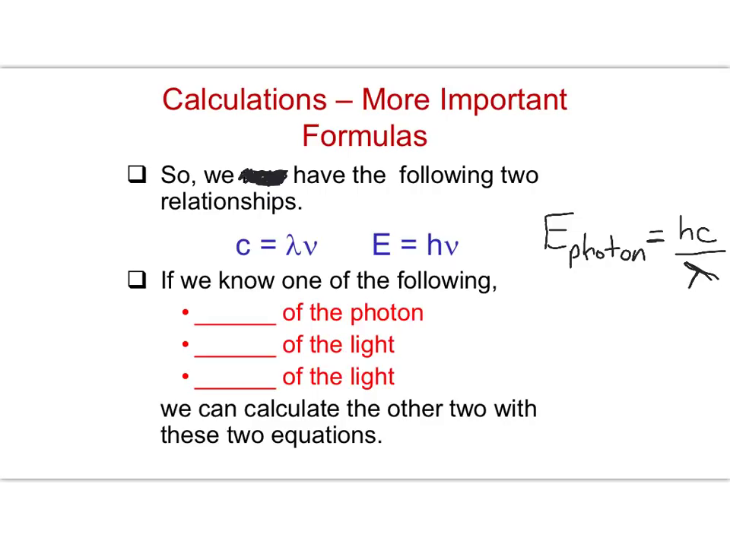But given these three equations, you can calculate three entities. You can calculate the energy of a photon, the frequency of light, and the wavelength of light. So the symbol for frequency is nu, the Greek letter nu. The symbol for wavelength is lambda.